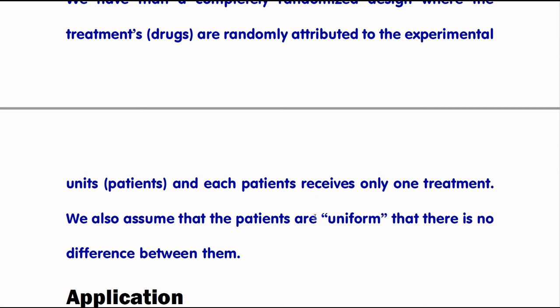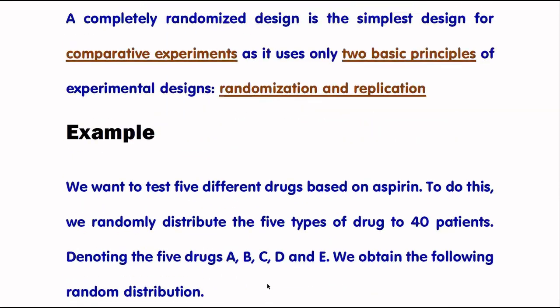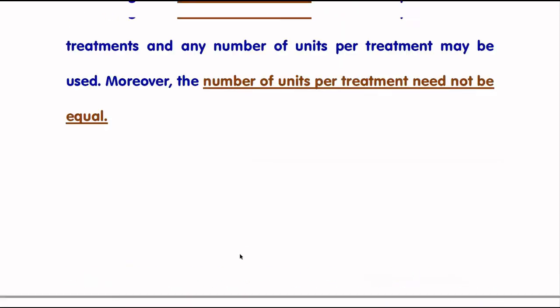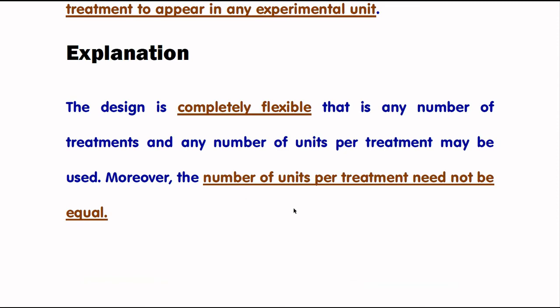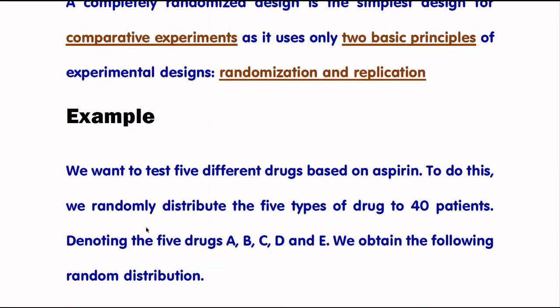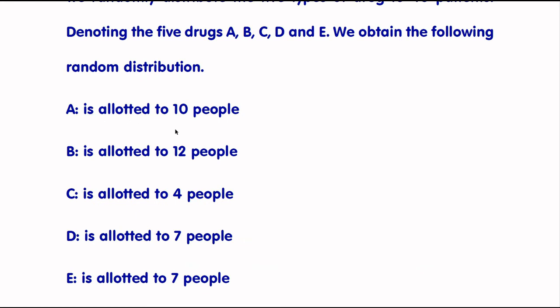We also assume that patients are uniform. There is no difference between them. The population of patients is uniform, and we allotted treatments randomly. And we read here that the number of units per treatment need not be equal, and you have this application here. The number of patients here is 10, here is 12, here is 4. They are not equal, and each experimental unit, each patient, receives only one treatment, not 2. So this is the important point.